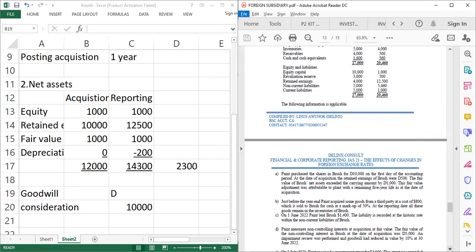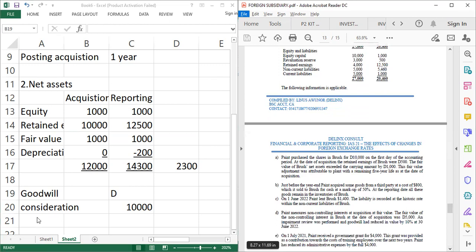All right, so where are we? We are on the goodwill. Okay. The net asset at acquisition, the total value is 12,000. Out of this 12,000, how much is for the NCI?